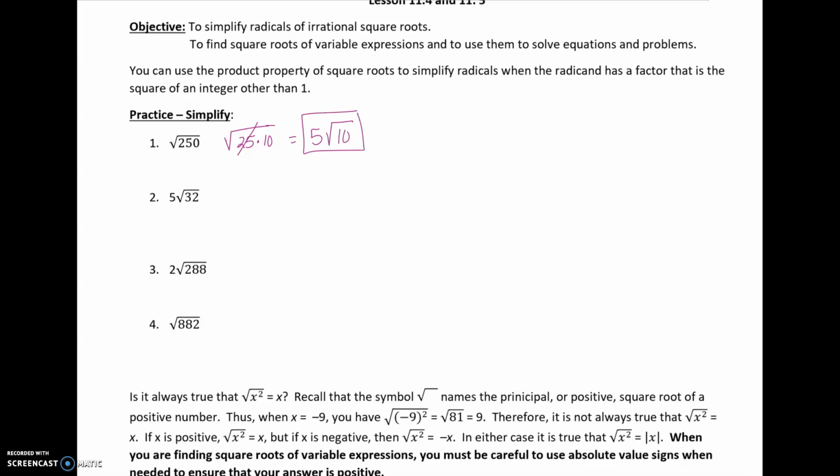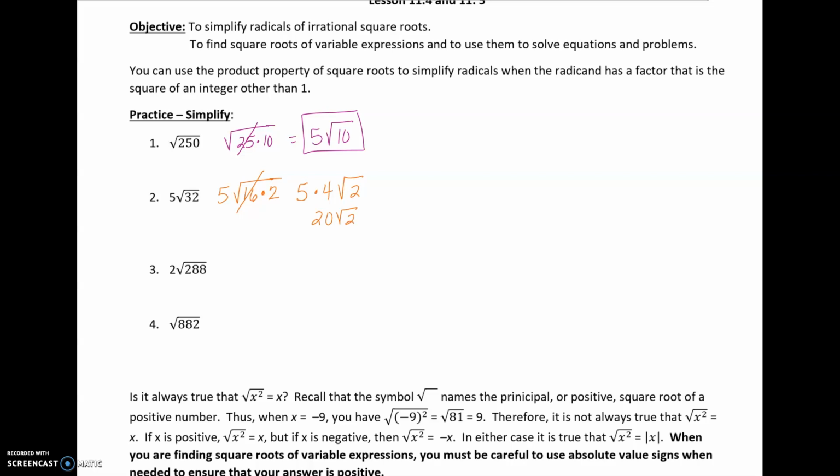Okay, this one is 5 times the square root of 32. 32 is not a perfect square, but I know that 16 is a perfect square factor. So I have 5 times the square root of 16 times 2. 16 is a perfect square factor. It comes out as 4. So now I have 5 times 4 on the outside and the square root of 2 on the inside. There are no other perfect square factors of 2. So this becomes 20 times the square root of 2.